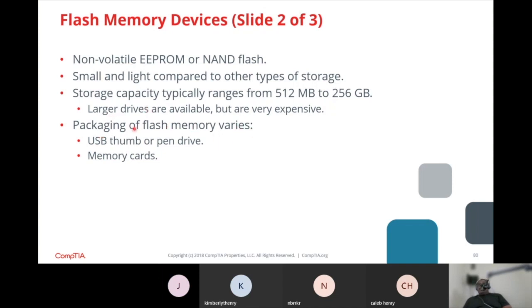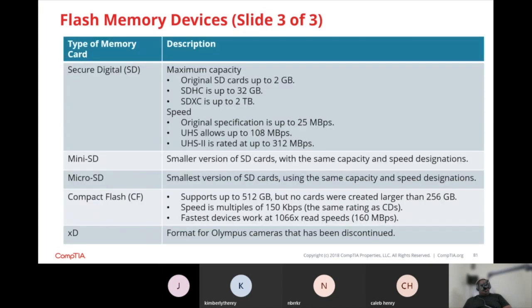Packaging of flash memory varies. You have a USB thumb or pen drive and different types of memory cards. SD is secure digital, maximum capacity. The original SD cards were 2 gigs. SD high capacity 32 gigs, and the SDXC is up to 2 terabytes. So the original specification was 25 megs. UHS allowed up to 108, and UHS2 rated it up to 312.